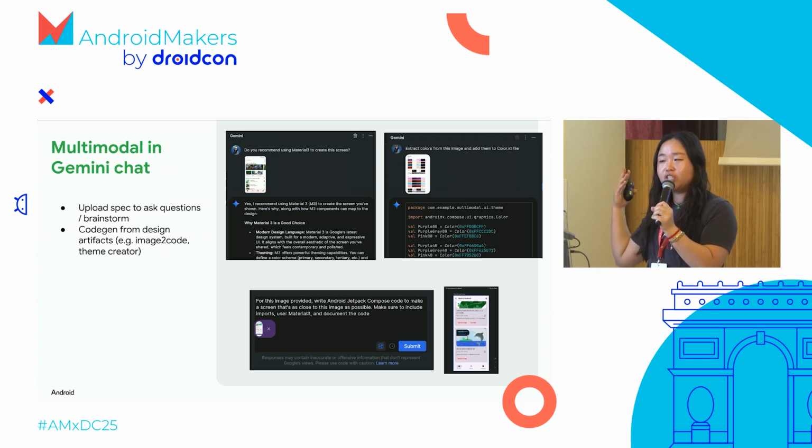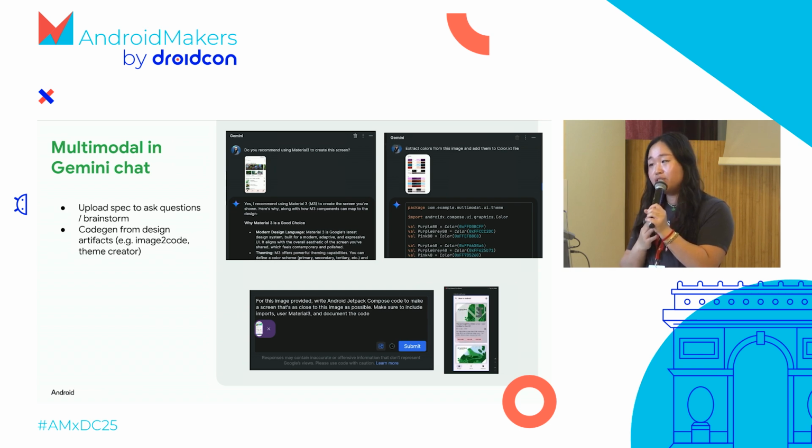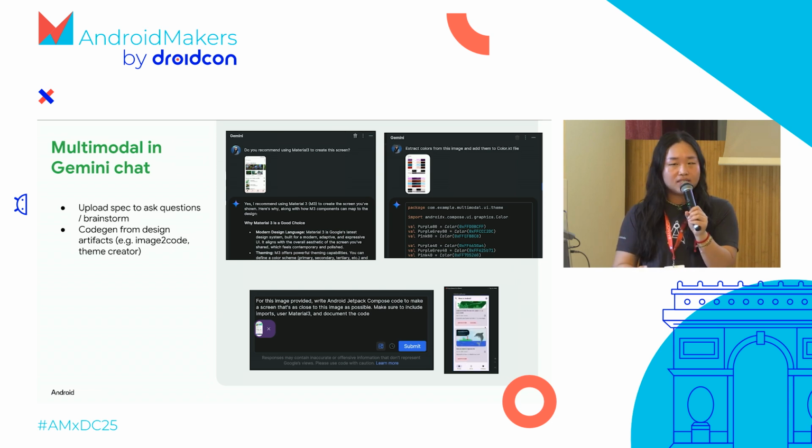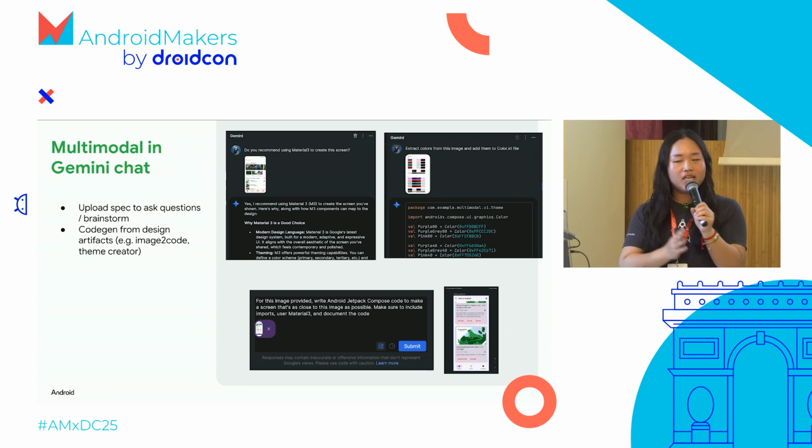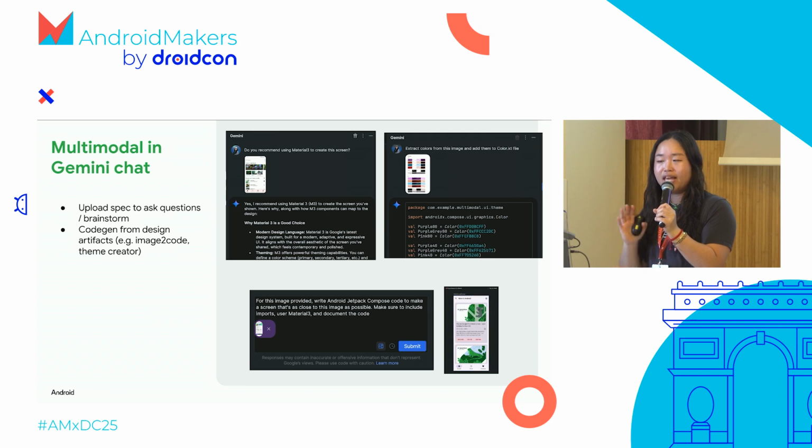Or I just take a screenshot of that color theme design, and I ask, can you extract the colors from this image and put it into the colors.kt file? So that just saves some time in terms of trying to copy and paste different color values. And of course, our biggest focus here is the idea of image to code. So we really want to be able to help a developer go from a spec or a sketch into a working prototype so you can get to the iteration zone really fast.